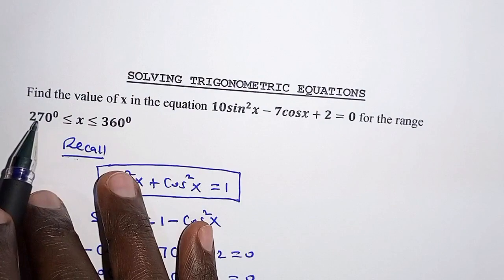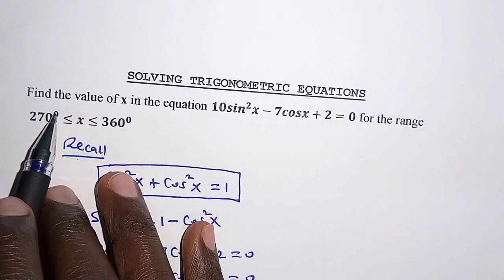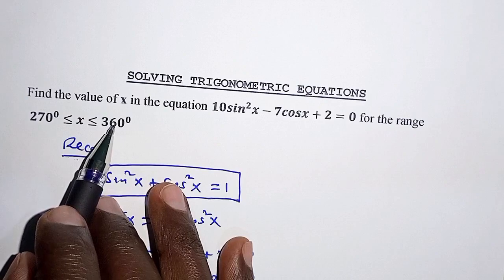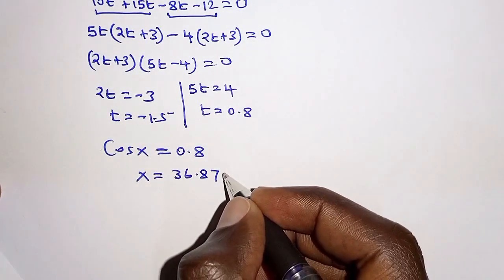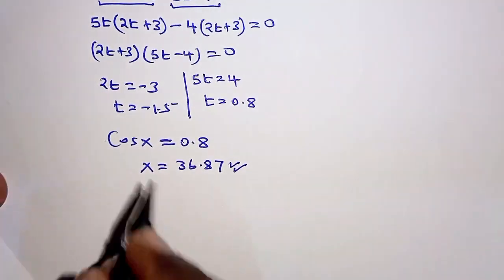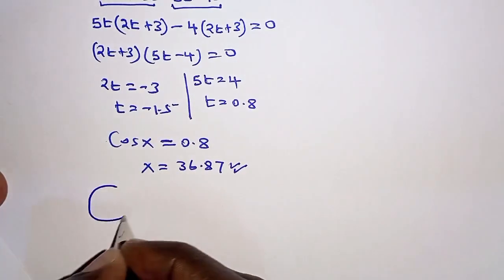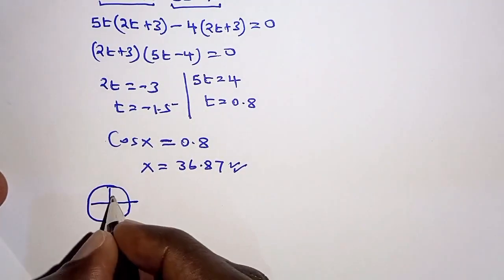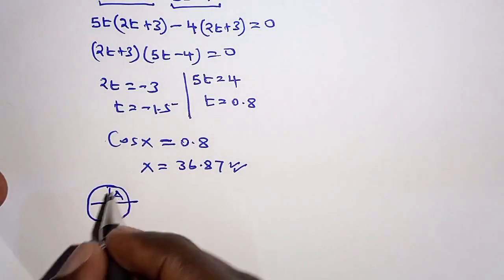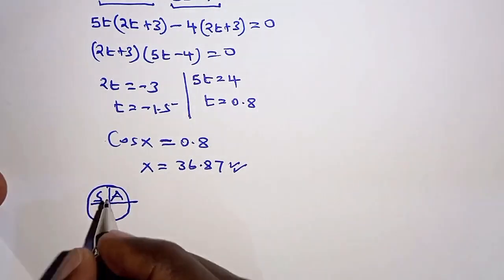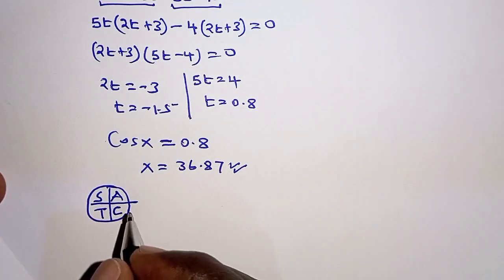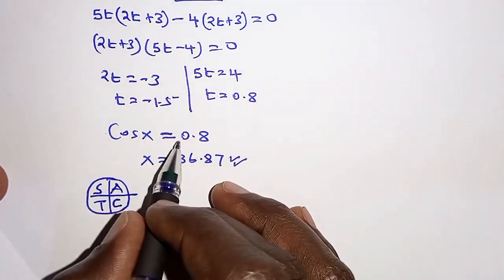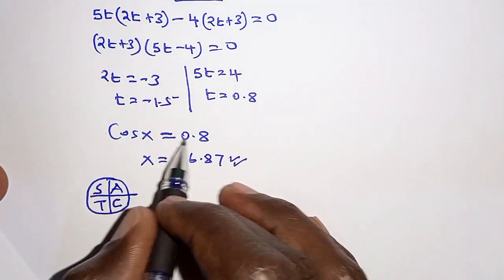Remember, the values of x should range between 270 degrees and 360 degrees. So what we're going to do is, using this acute angle, we will consider the unit circle. So here we have all trigonometric ratios are positive. Here only sine is positive. Here only tangent is positive, and here only cosine is positive. And from what we have here, cosine of x is positive 0.8.